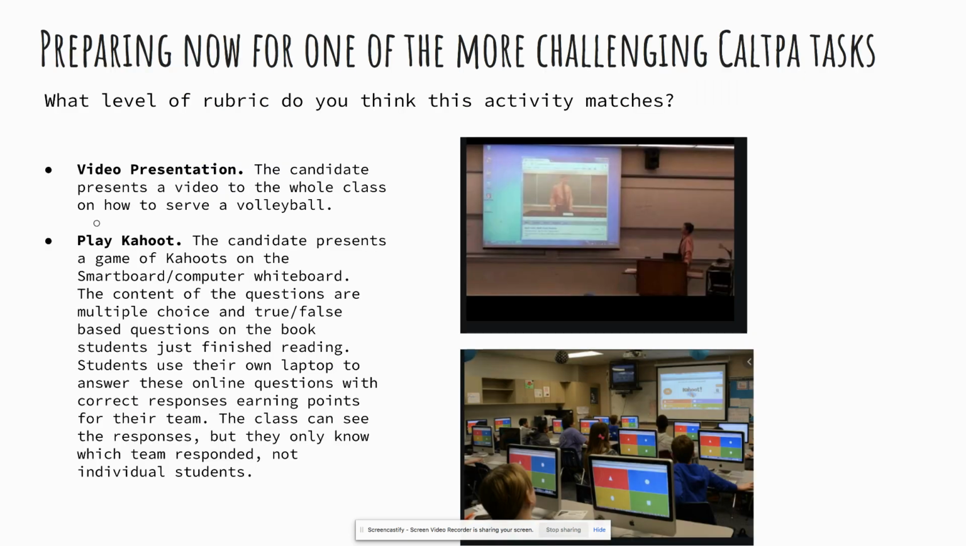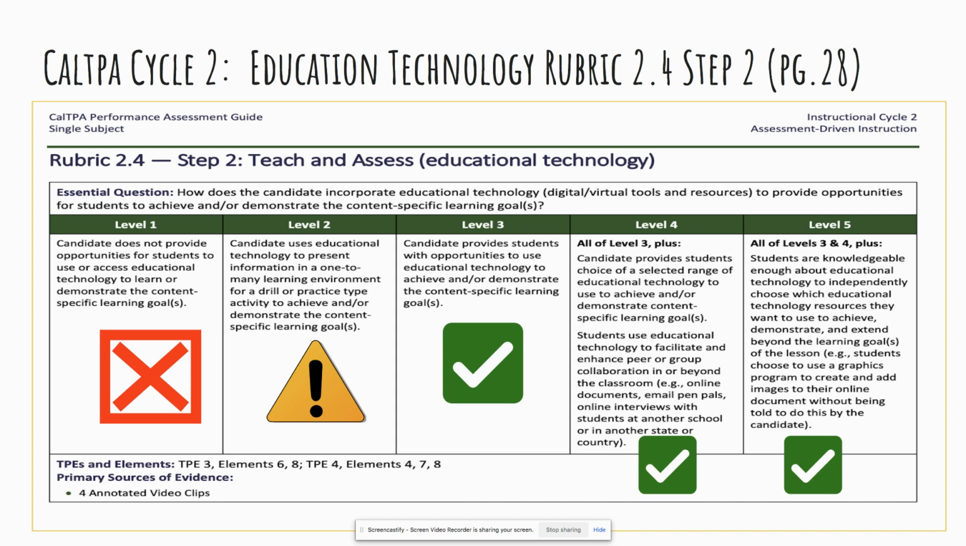So when we start thinking about preparing for challenging tasks that integrate technology, what level of rubric do you think each of these activities match? In the first example, as shown here, the teacher is showing a video presentation. The students are watching a video on how to solve a volleyball. That's it. It doesn't say much about them actually demonstrating after they watch the video. So if I was to grade that, I would say most likely it is a level 1.